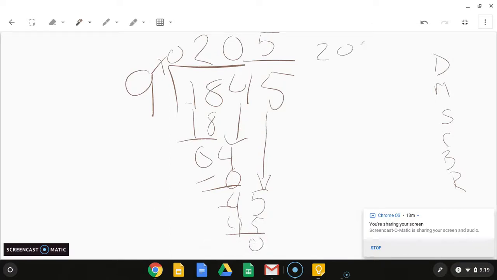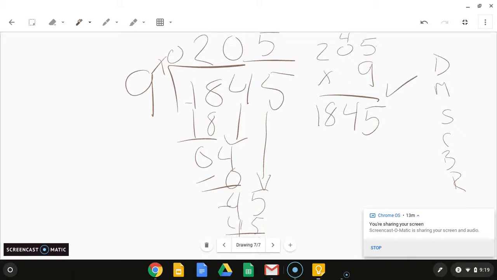We need to check it. 205 times 9. All right, 5 times 9 is 45. Carry our 4. 9 times 0 is 0, plus 4 is 4. 9 times 2 is 18, so we got 1845.